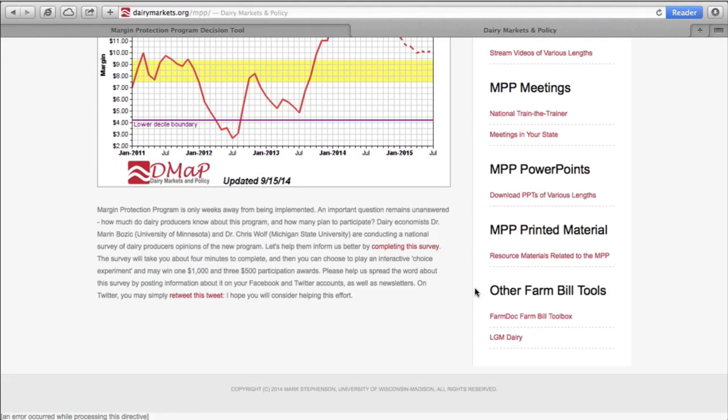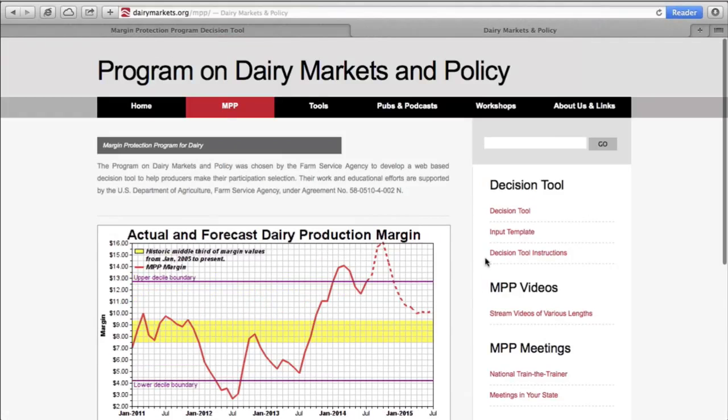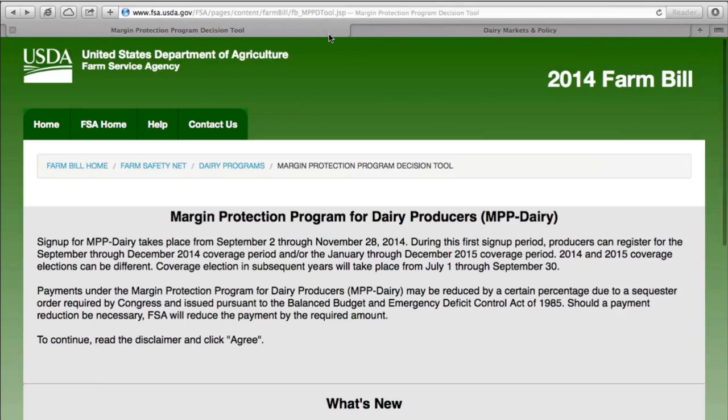dairymarkets.org/MPP. So some of the printed material, we have a very comprehensive document that details the rules of the program, farm affiliation issues, everything related to MPP, as well as some of the FSA fact sheets are all covered here at dairymarkets.org/MPP. But the decision tool developed with USDA, the primary home for it, is here at fsa.usda.gov/MPP tool.